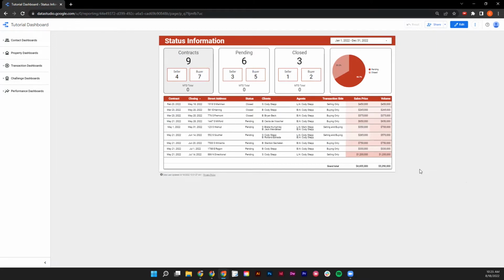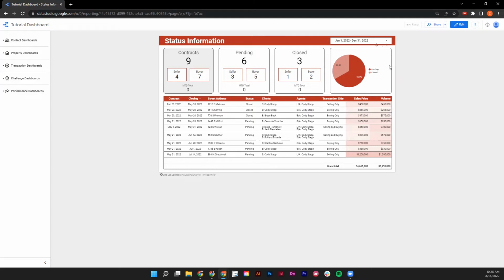On the top left-hand side, you're able to see the number of contracts that you have by listing and by buying side, as well as the pending and closed transactions by listing and by buying side, and at the very bottom, a month to date total for any of those given fields.